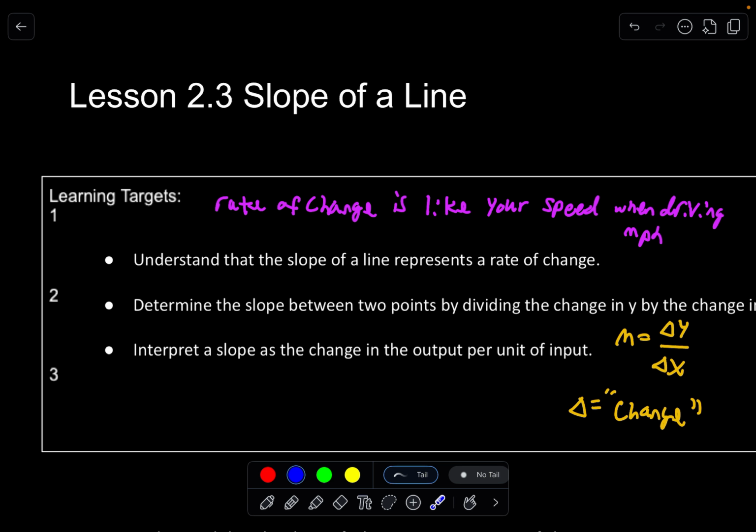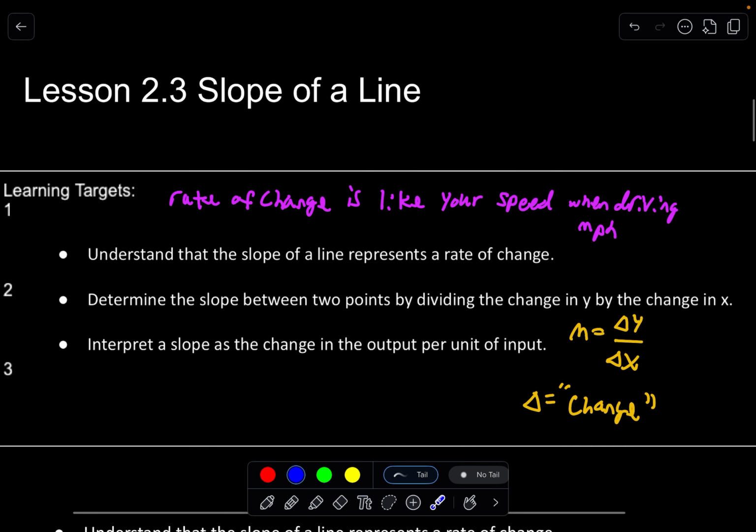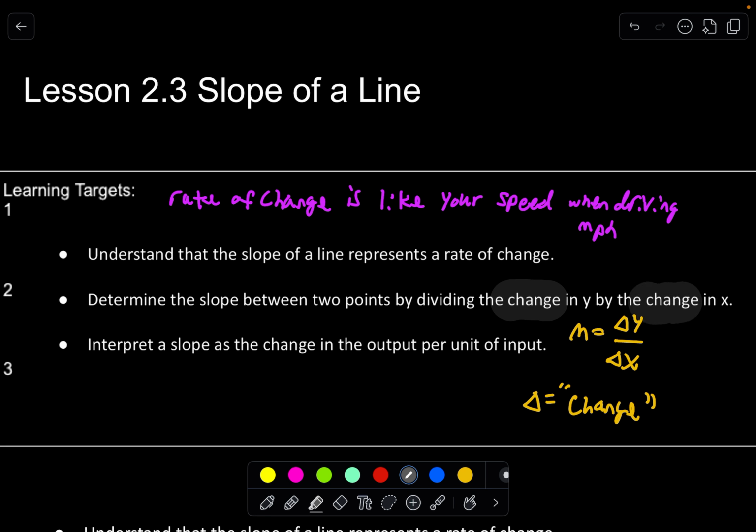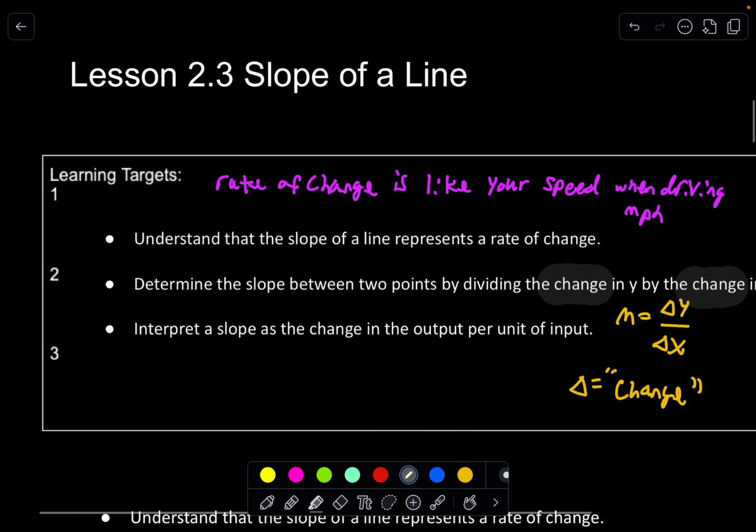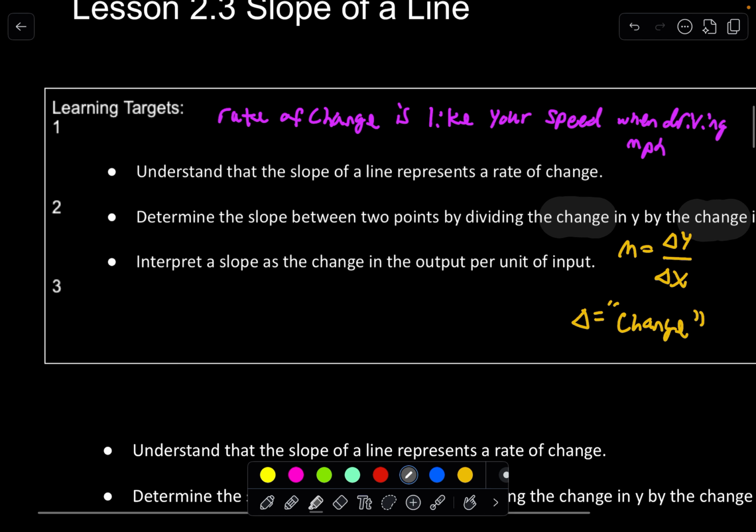Determine the slope between 2 points by dividing the change in y by the change in x. Again, the emphasis is on the word change. It's all about the word change. It's not divide y by x, it's divide the change in y by the change in x. It'll be fleshed out with the example we have here, and then we'll interpret the slope as the change in the output per unit of input.